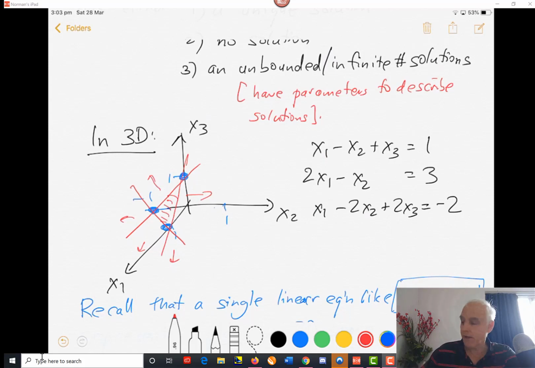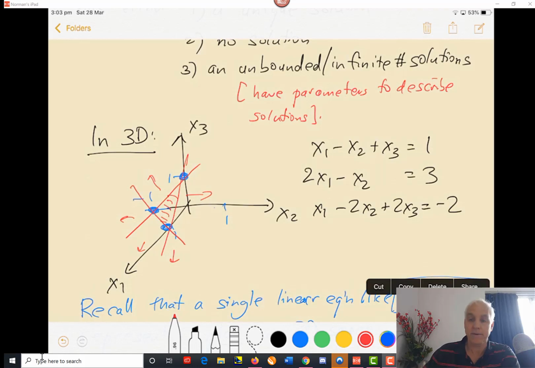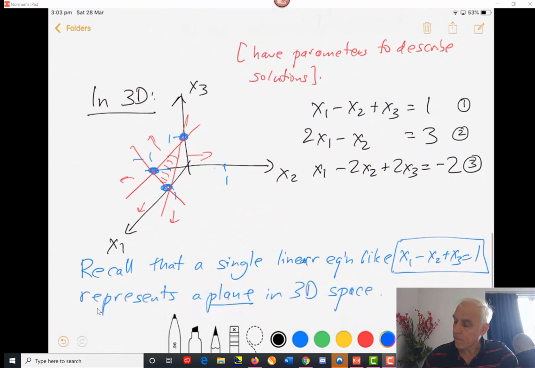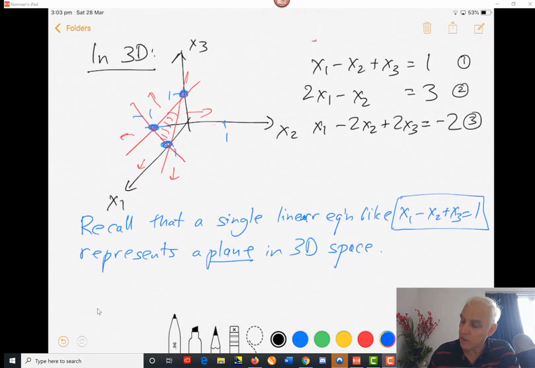So let's see if we can do that and see what we get. We'll give these equations some names. Let's say that's equation 1, equation 2, and equation 3. So let's see what happens. We're going to replace these equations. So let's take equation 2 minus 2 times equation 1. I'm going to write that over here. Equation 2 minus 2 times equation 1, for the purposes of removing x1.